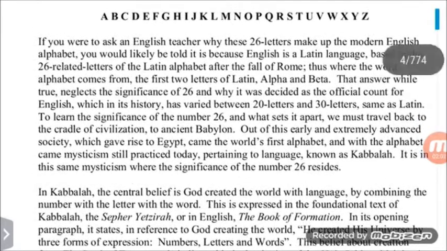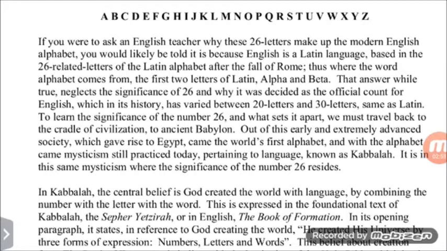If you were to ask an English teacher why these 26 letters make up the modern English alphabet, you would likely be told it is because English is a Latin language based in the 26 related letters of the Latin alphabet after the fall of Rome. Thus, the word alphabet comes from the first two letters, alpha and beta. That answer, while true, neglects the significance of 26 and why it was decided as the official count for English, which, in its history, has varied between 20 letters and 30 letters, same as Latin.